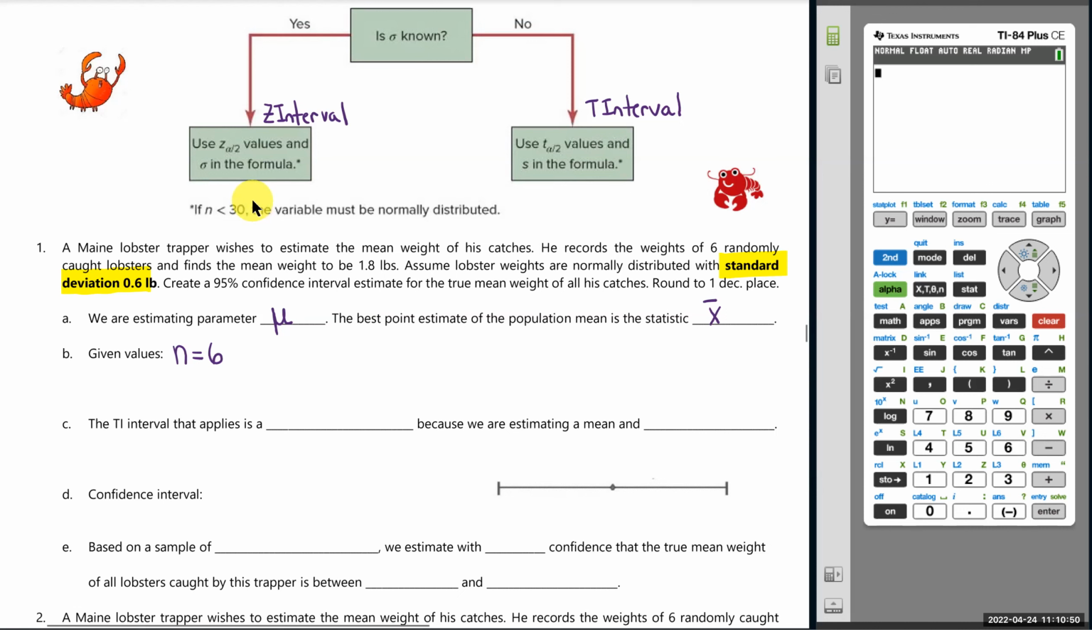That's why this sentence that starts with "assume" is important. Assume that weights are normally distributed. That's just our requirement in order to continue with either z or t. When he takes his 6 lobsters, he gets a mean of 1.8. So there's our sample mean.